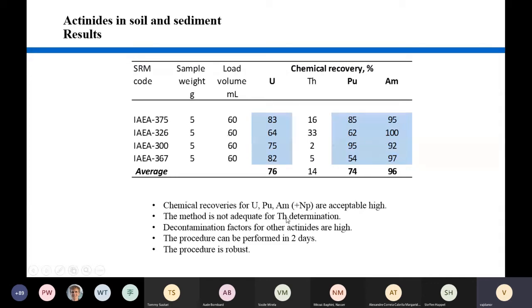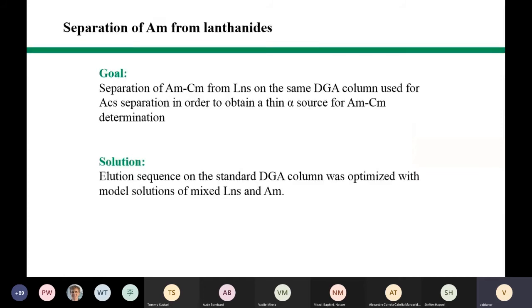But the method fails for thorium. Decontamination factors are nice for all actinides, and the whole procedure can be done in 2 days, including an overnight measurement. There is a special issue in the analysis of americium by alpha spectrometry.